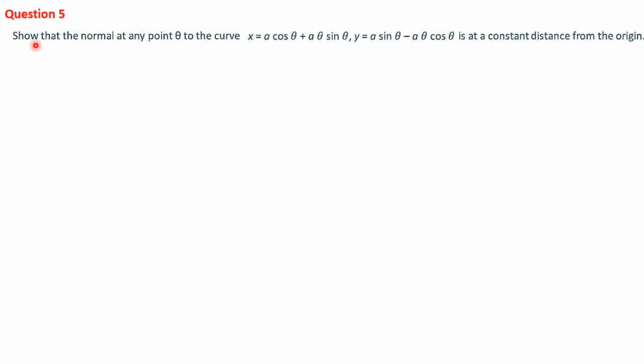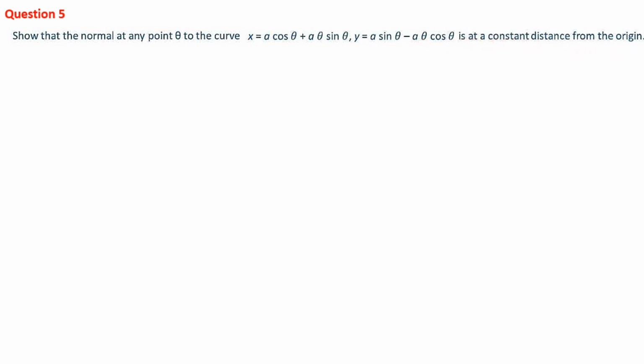Next we shall discuss question number 5. Show that the normal at any point theta to the curve x is equal to a cos theta plus a theta sin theta, y is equal to a sin theta minus a theta cos theta is at a constant distance from the origin. Normal means it is a straight line, okay.